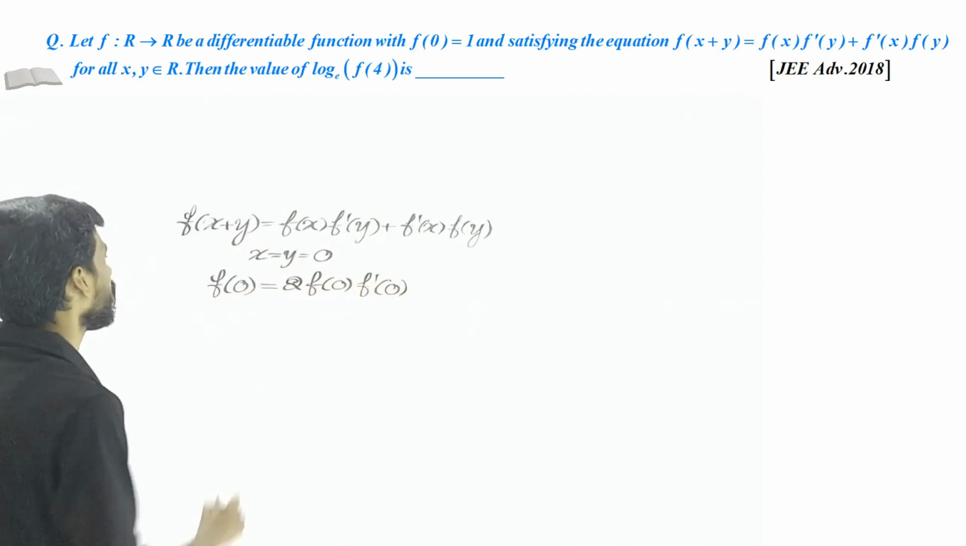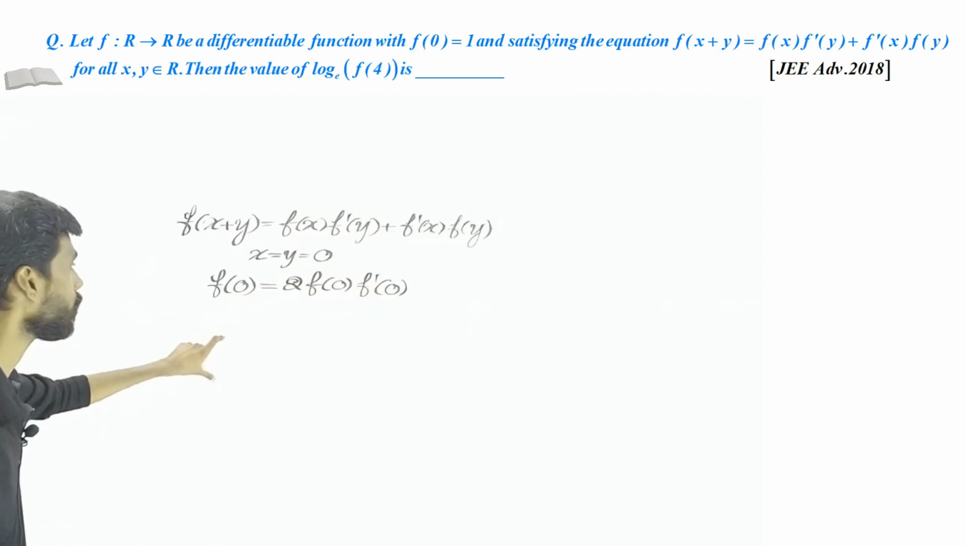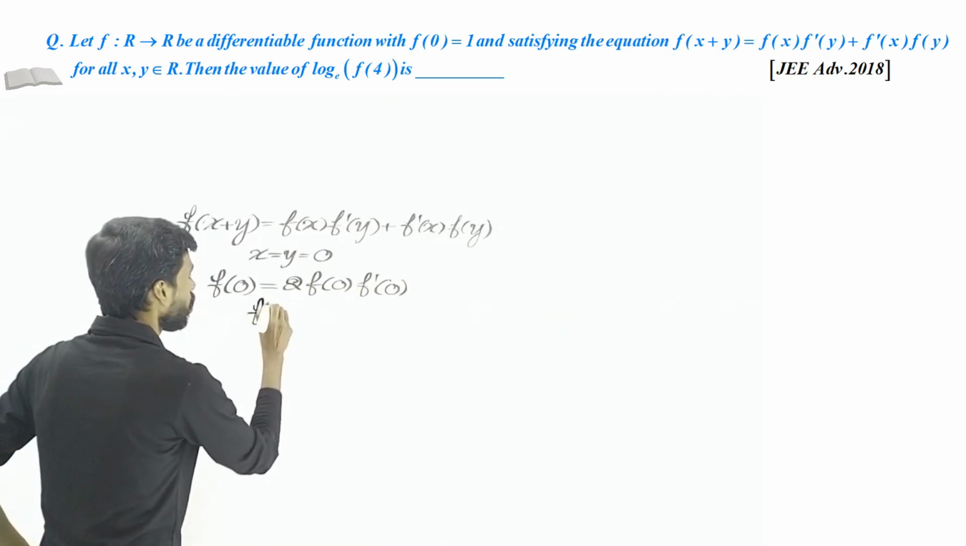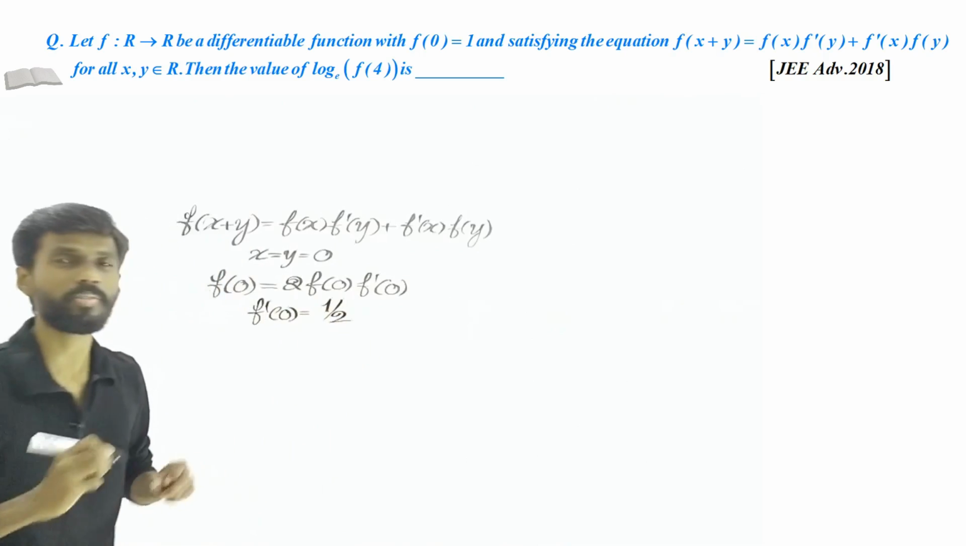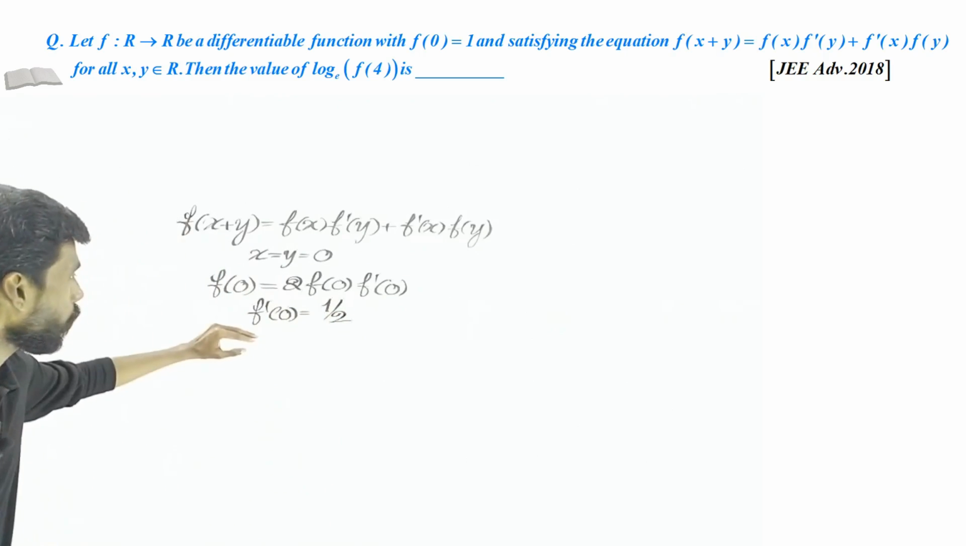Okay, now what do you get here? f of 0 is not 0, f of 0 is given to be 1, so that means f dash of 0 must be equal to 1 by 2. So this is the value of f dash of 0. Okay, done. Now we can use it later.